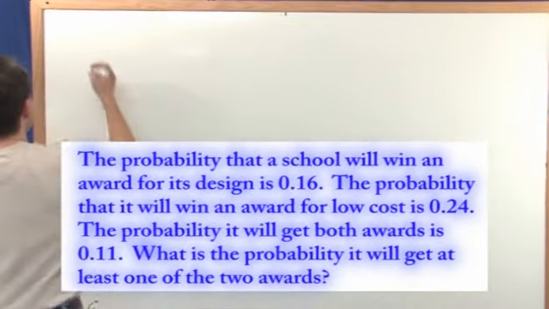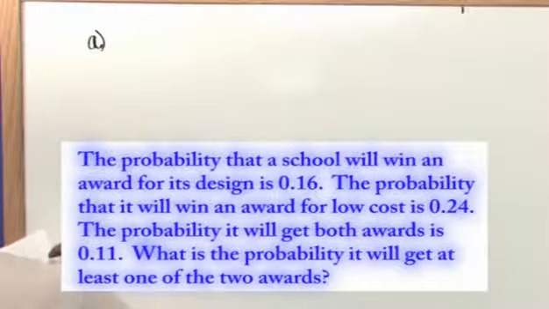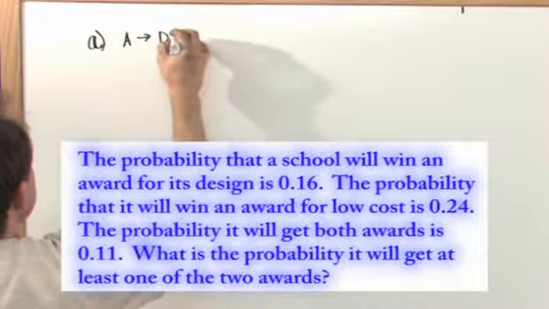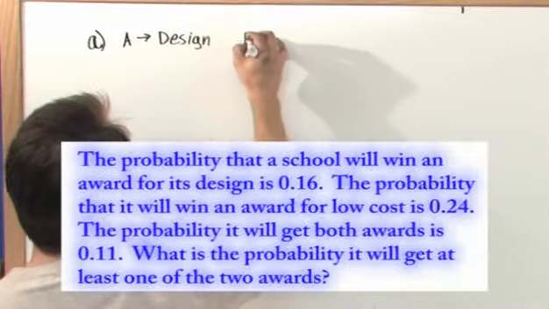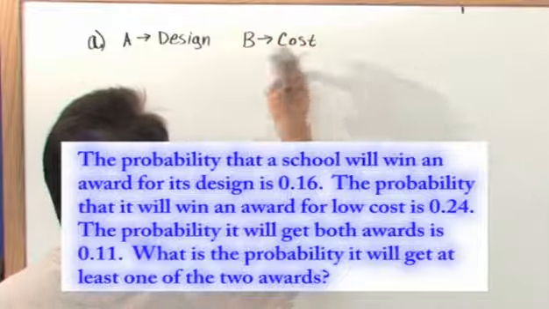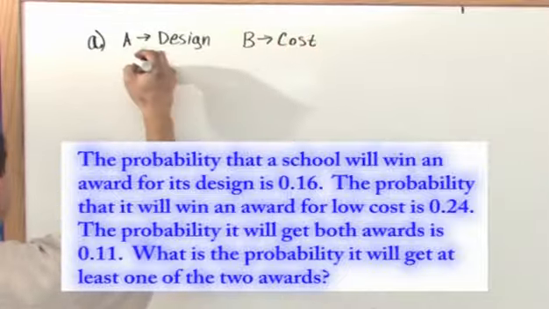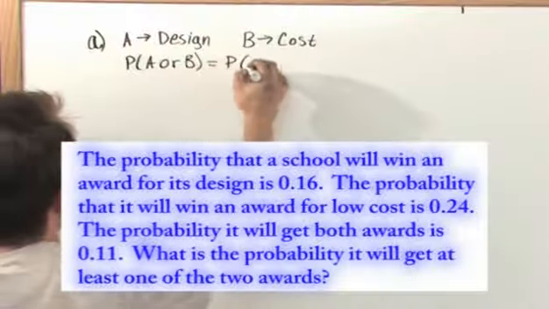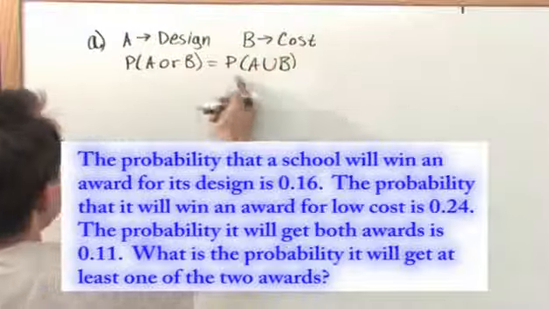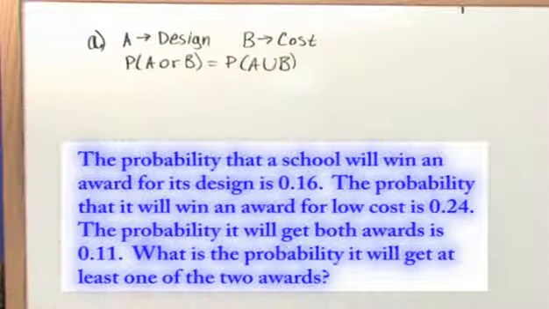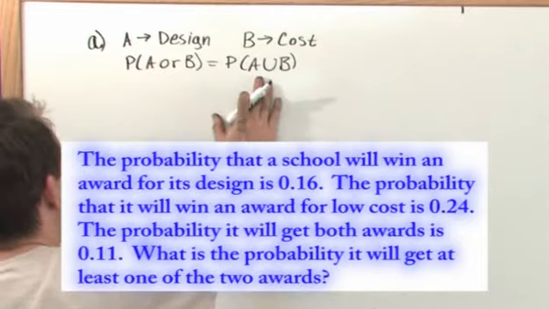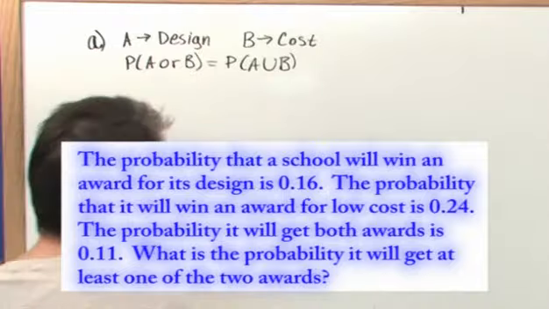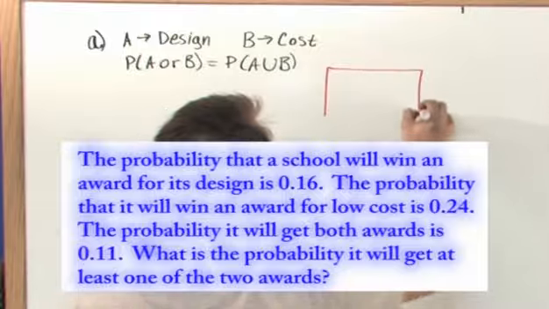So the first thing we're going to do is define events. A is I get an award for the design, okay? B is I get an award for cost. And what the question is actually telling you is I want the probability of A or B, which is the probability of A union B. Those are just two different ways of writing the same thing, okay? So instead of saying at least one of the two, I've got something I know how to calculate, A union B. Let's go ahead and draw a little Venn diagram and try to write down what we know. It's always good to have a picture if you can draw one.